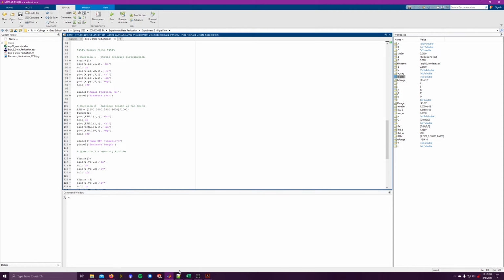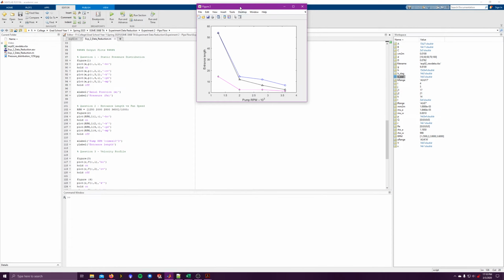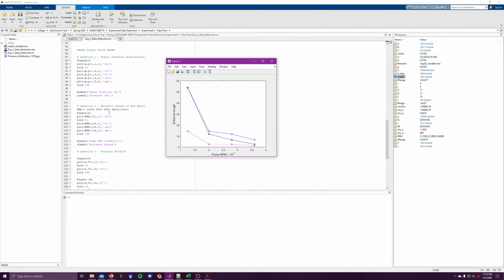Okay, I've also plotted the entrance length versus the fan speed here. So we already calculated the entrance length earlier on, and then I've just set up the RPM on the axis for the fan speed here. So we had 1250 RPM, 2000, 2800, and 3600. I divided it by 1000 just to make this axis a bit cleaner, but you don't have to do that.